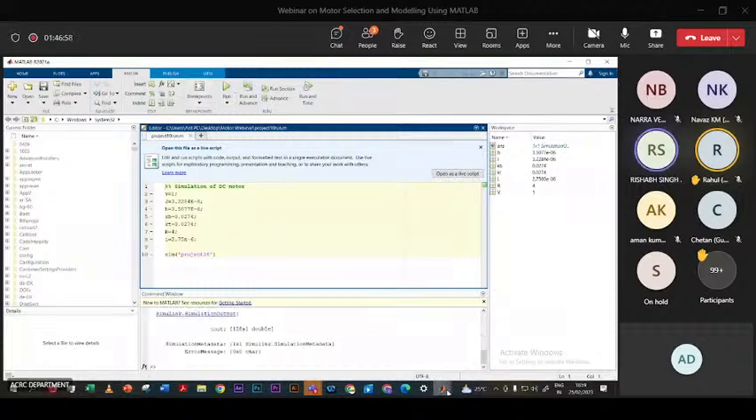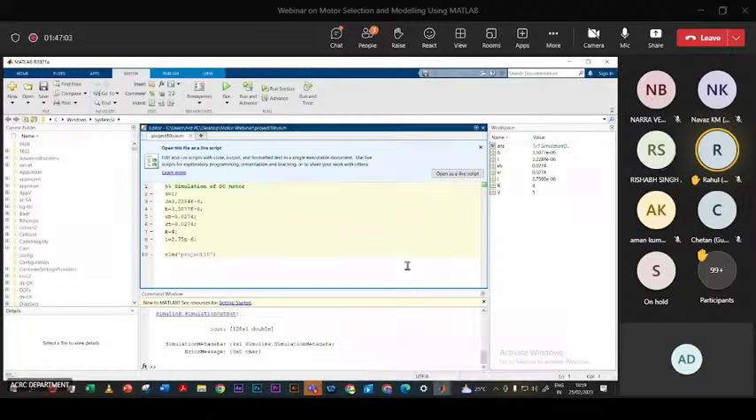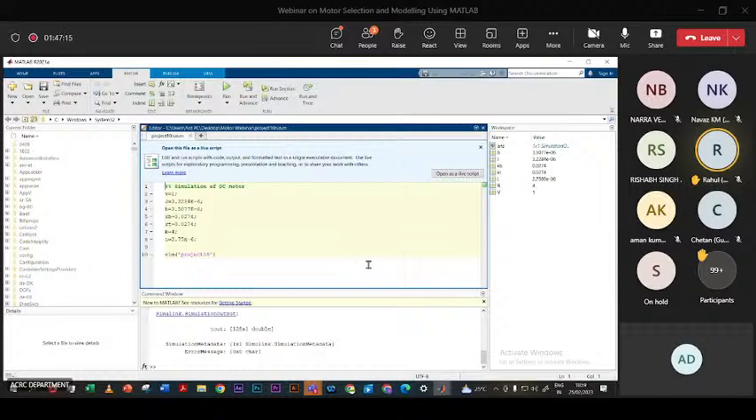Sir, how do we get these values? You can go for any example, like any research paper or reference paper. From that you can get these values, or even you can follow a book. In that book you can take any example and start modeling it in MATLAB.